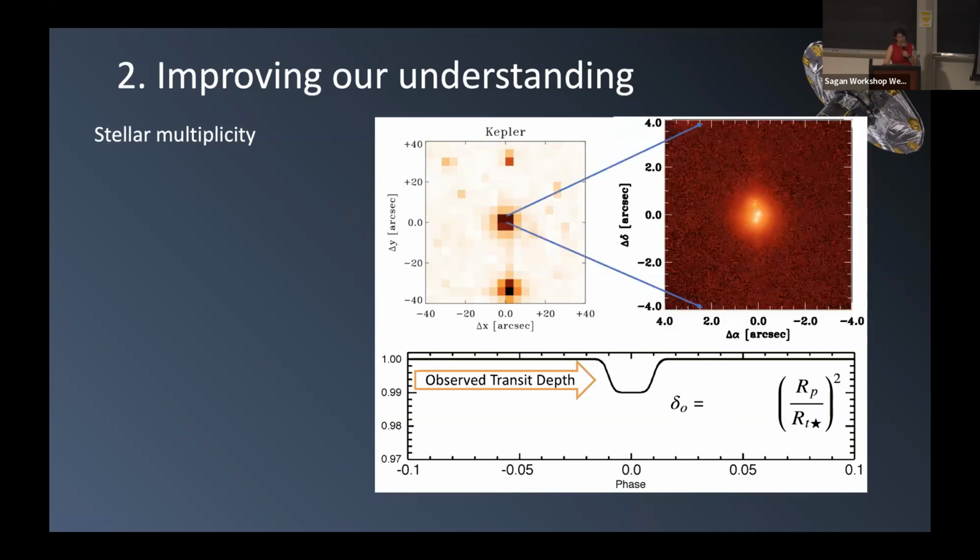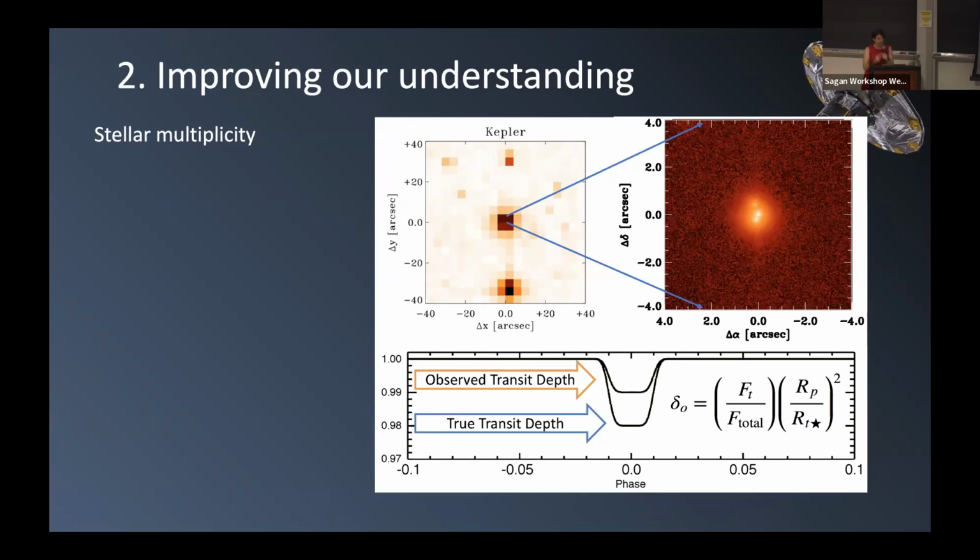Except if you actually look really closely at that star and realize it's not 1 star, it's 3 stars, and that the transit is happening on one of those stars, the true transit is deeper because it's been diluted by the flux from the other stars. And the true planet radius actually needs to be corrected by the flux ratio between the flux from the star that the transit's actually on compared to the total flux in that pixel.